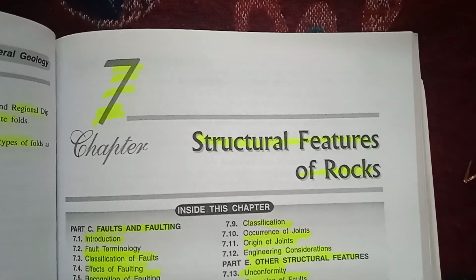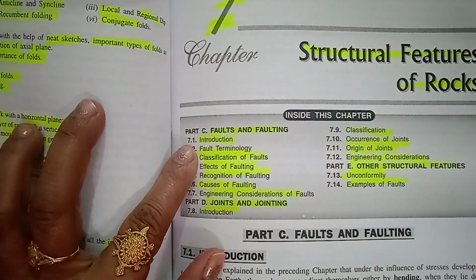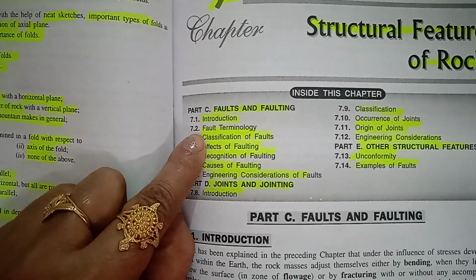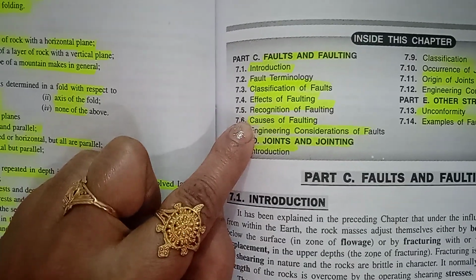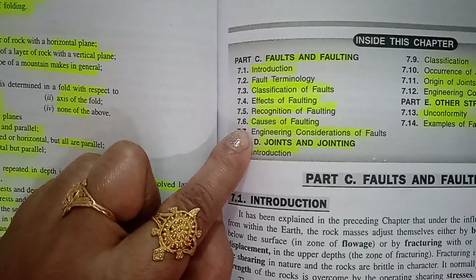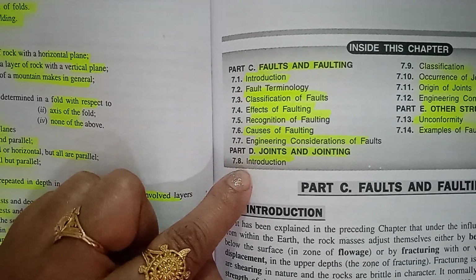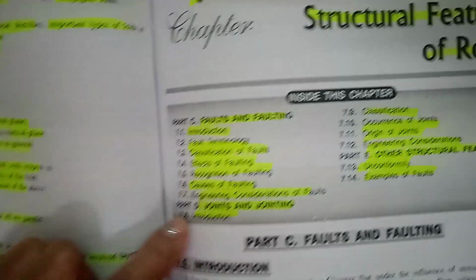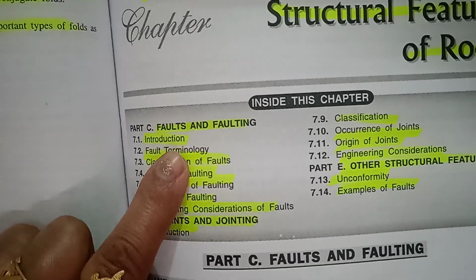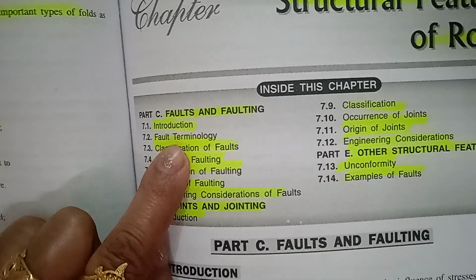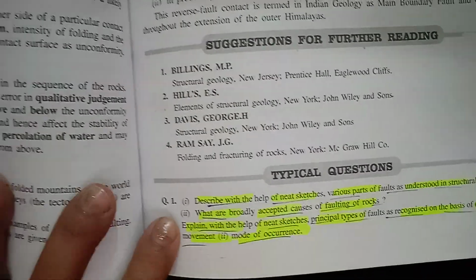Chapter 7: Structural Features of a Rock. Inside this chapter, Faults and Faulting: Introduction, fault terminology, classification of faults, effect of faulting, recognition of faulting, causes of faulting, engineering considerations of faults. Part D, Joints and Jointing: Introduction, classifications, occurrence of joints, origin of joints, engineering considerations. Other structural features: unconformity. Examples of faults. Here are typical questions.